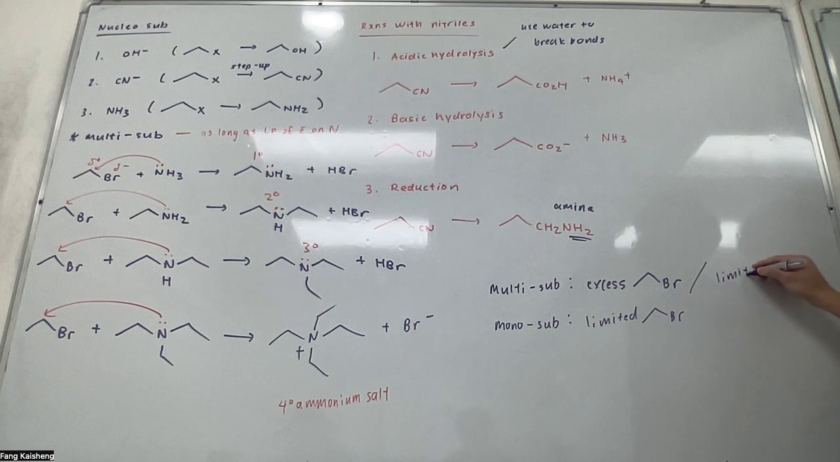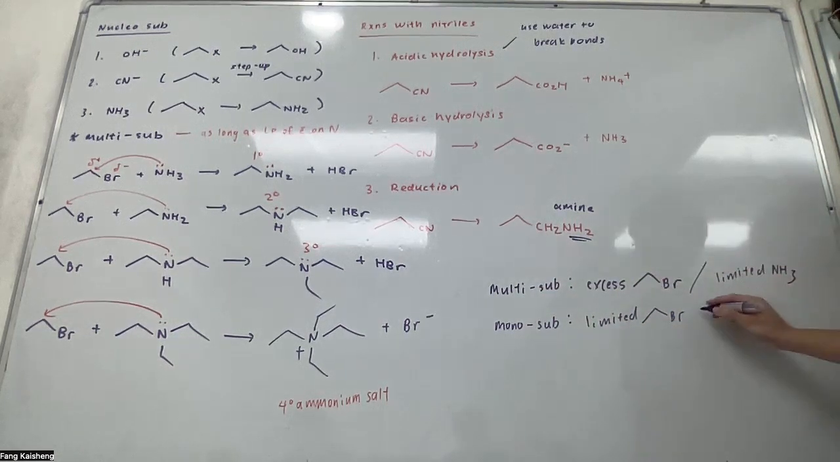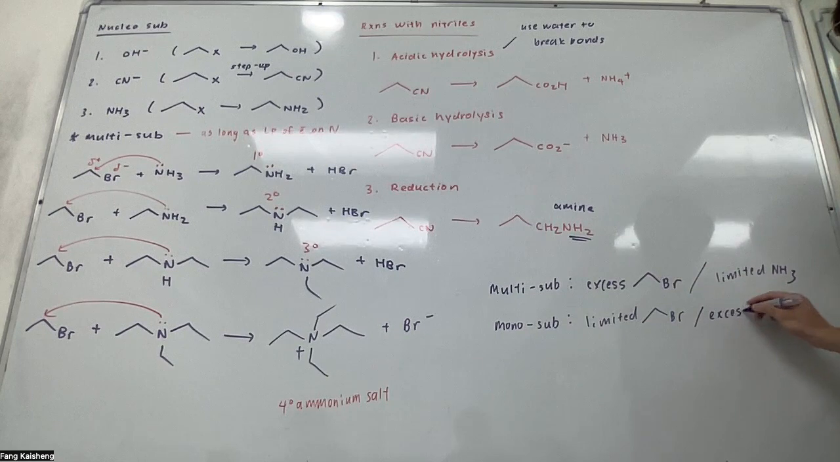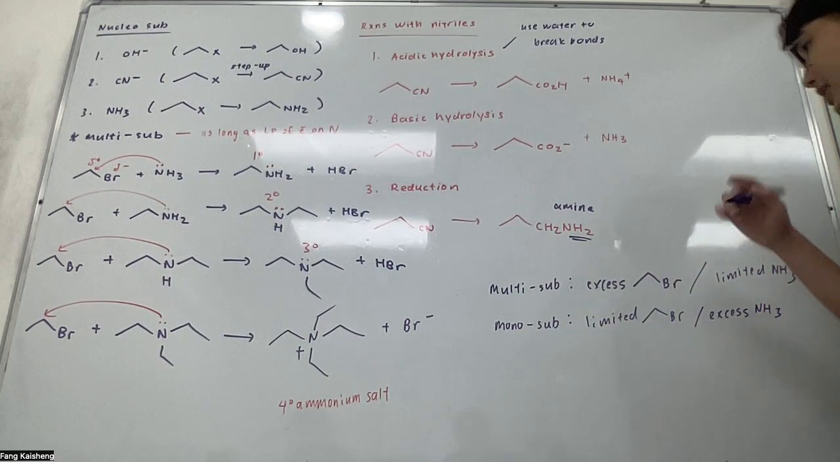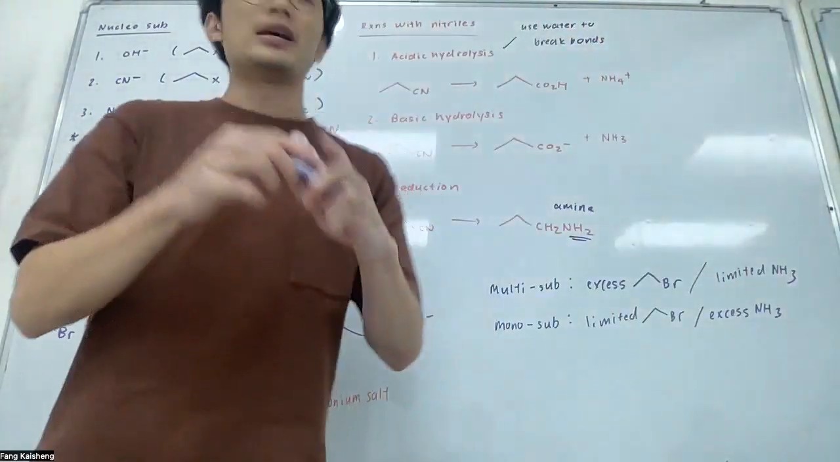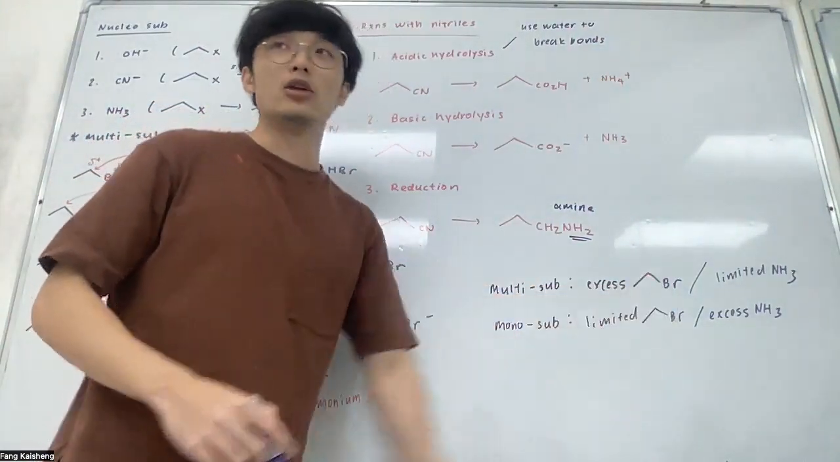Limited. And this is where things get a little bit counterintuitive. A lot of people think multi-sub means you add a lot of ammonia. That's wrong. Okay, it's actually limited. And conversely, mono-sub is actually excess ammonia. Okay, it is the opposite. So the best way to look at it is actually via the halogenoalkane.